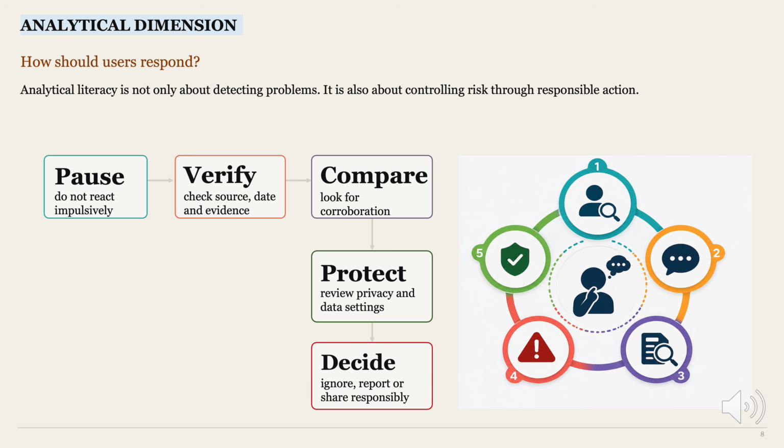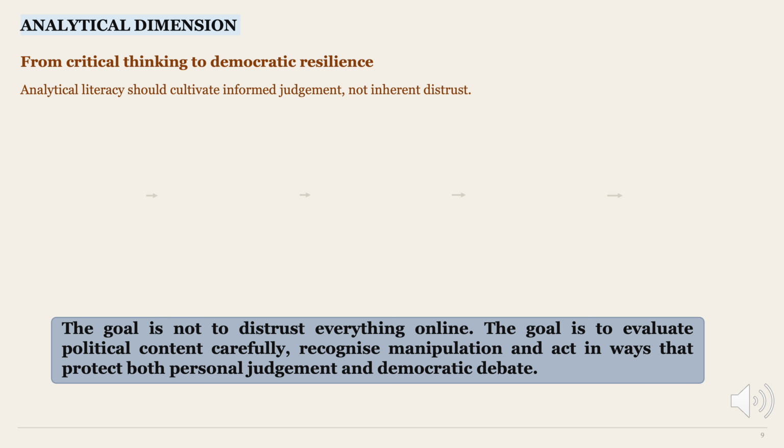And finally, users need to decide. They can ignore the content, report it, discuss it carefully, or share it responsibly with context. The goal of analytical literacy is not to make users distrust everything they see online. If citizens become suspicious of all political information, critical thinking can turn into cynicism. Instead, analytical literacy should cultivate informed judgment.